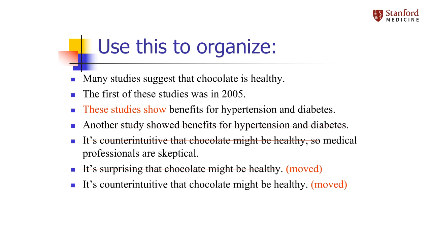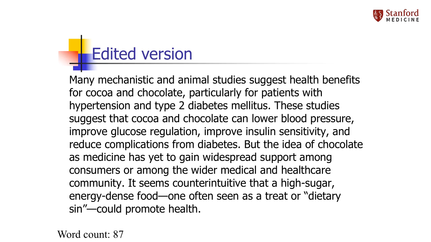And then we get 3 sentences about counterintuitive and surprising. I crossed out all but one of those. And I decided to start with the idea that medical professionals are skeptical and then end with the idea that chocolate is counterintuitive. So this boils down the whole paragraph into these main points. I use that to guide my edit. And so here's my edited version. Many mechanistic and animal studies suggest health benefits for cocoa and chocolate, particularly for patients with hypertension and type 2 diabetes.